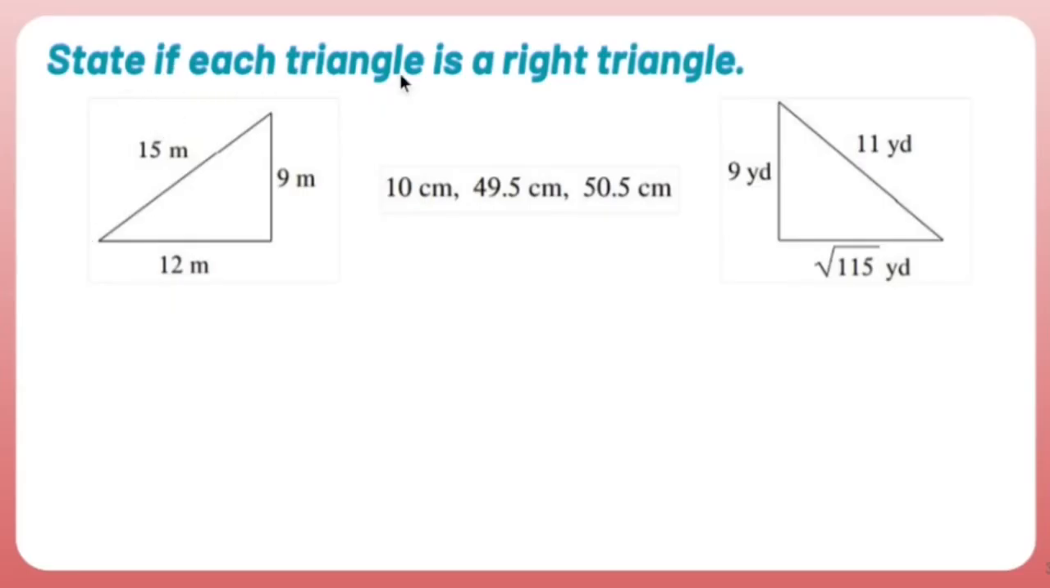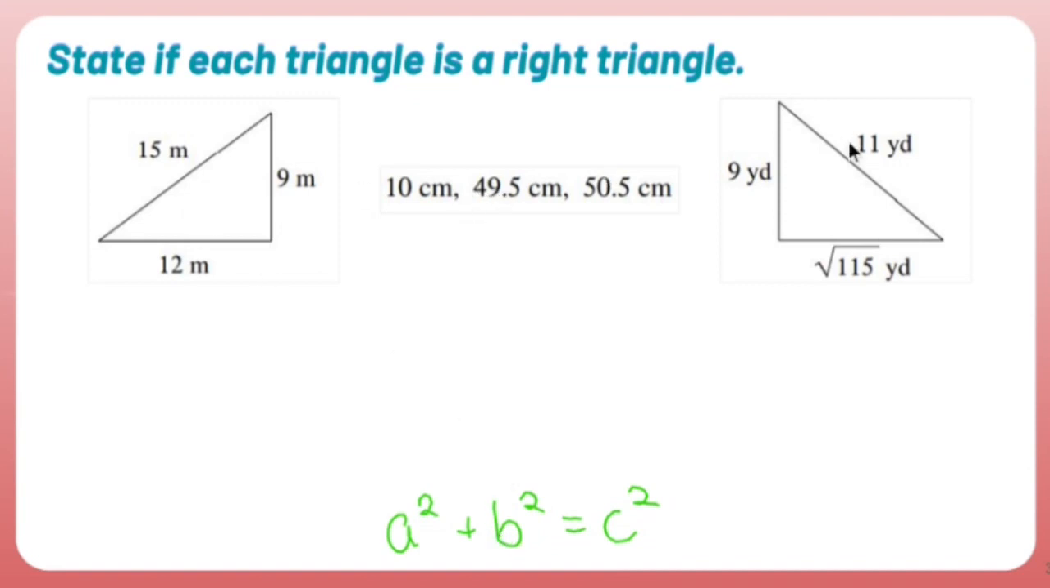State if each triangle is a right triangle. This uses a little thing called the converse of the Pythagorean theorem. The Pythagorean theorem is a squared plus b squared equals c squared. Usually we use this to find missing sides of right triangles.